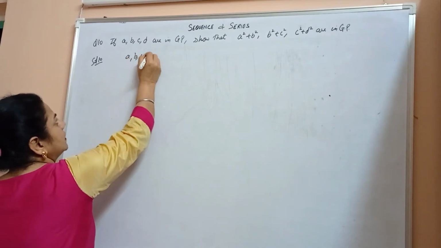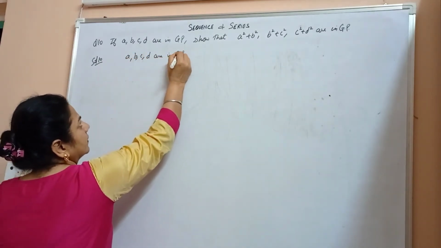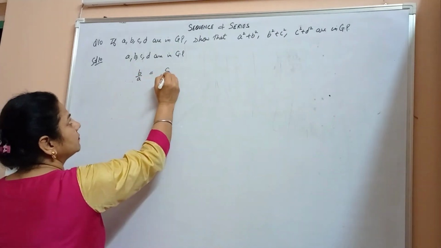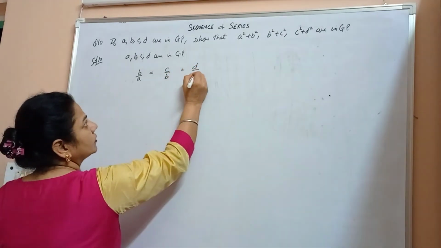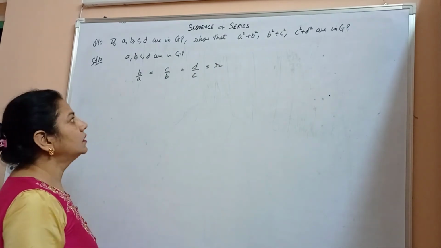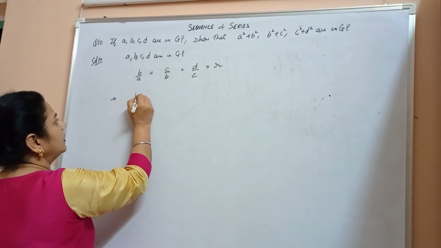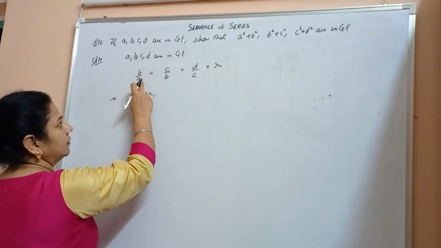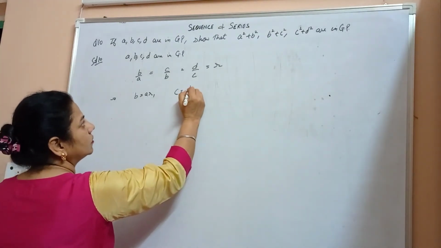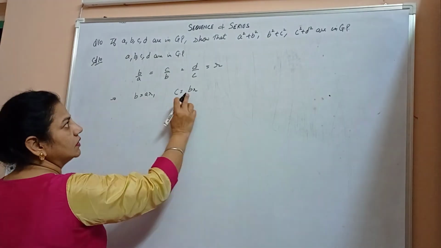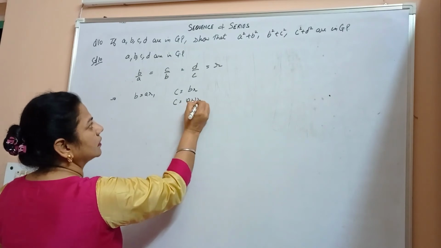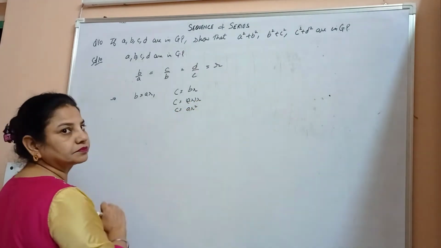A, B, C, D are in GP. That means the second term divided by first term equals third term divided by second term and is equal to fourth term divided by third term, with the same common ratio R. So this implies B by A is equal to R, then B is equal to AR. And the value of C is equal to BR. Since B is AR, I replace B with AR. So C is equal to AR square.